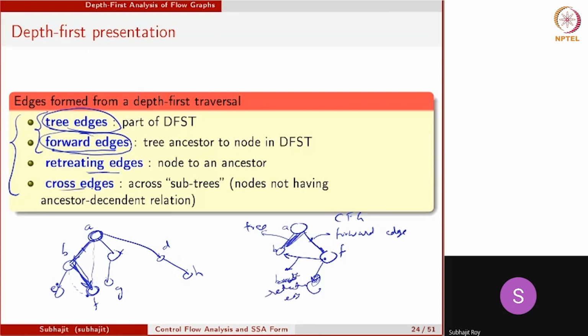And then there are cross edges. Cross edges are edges that cut through the subtrees in the control flow graph. So for example, if there is an edge from B to G, it goes from one subtree in the spanning tree to another subtree. So there is no ancestor-descendant relation between these two nodes. So then this B to G will be a cross edge.